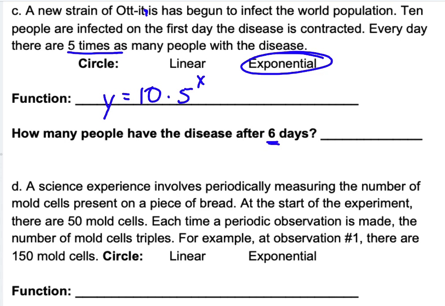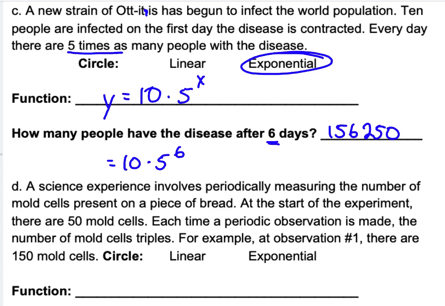We want to know how many would be after 6 days. So 10 times 5 to the 6th would give me a whopping 156,250 people with the disease after just 6 days. Think about that, going from 10 to 150,000 in that short amount of time.